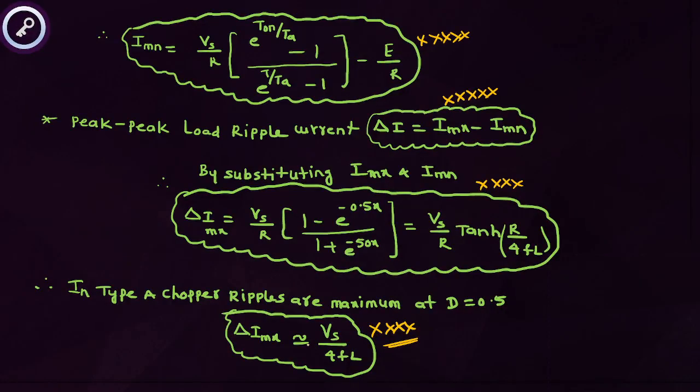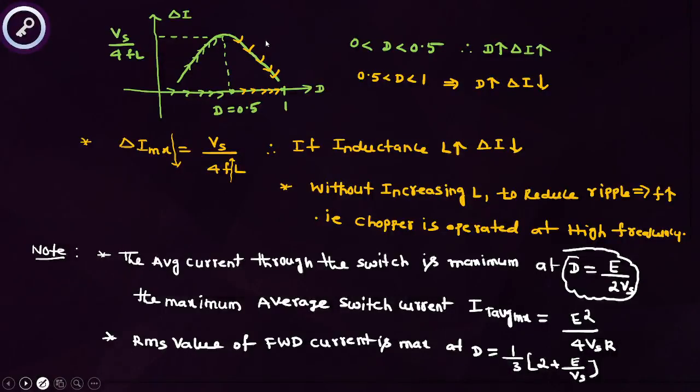Type A chopper is similar to step down chopper, similar to buck regulator. In buck regulator also, ripples are maximum at duty cycle equal to 0.5. Here also, ripples are maximum at duty cycle equal to 0.5. Then a very important observation, students. If you draw the ripple characteristics, for 0 to 0.5 duty cycle, if duty cycle is increasing, ripples are increasing. For 0.5 to 1, if duty cycle is increasing, what about the ripples? Ripples are decreasing. This observation is important.